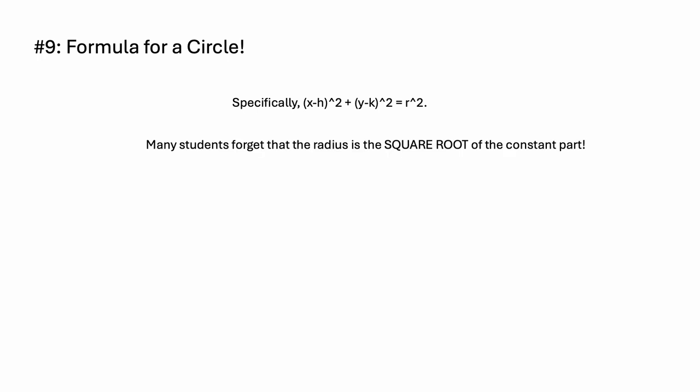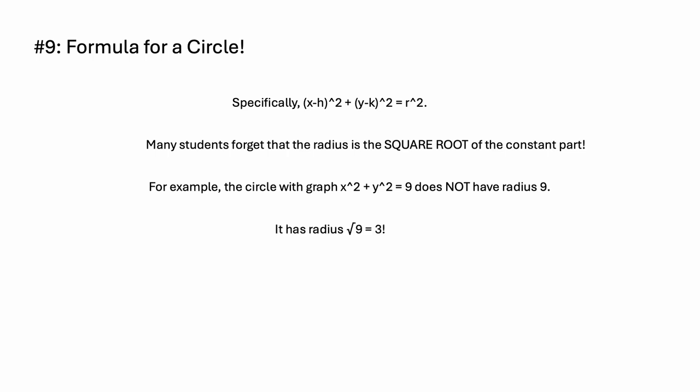Mistake number 9 involves the formula for a circle. So here's the formula for a circle. Many students forget that the r squared is the square of the r, not the r itself. So for example, many students may mistake the graph of x squared plus y squared equals 9 to be a circle with radius 9, but instead it should be a circle of radius square root of 9, which is 3.